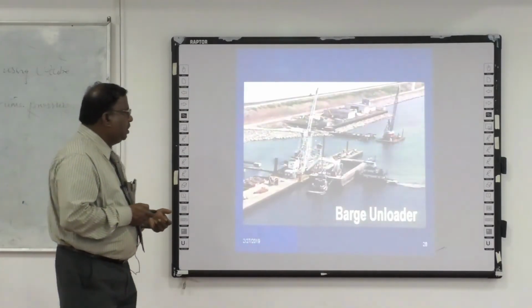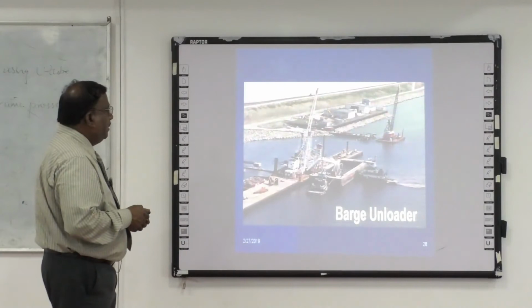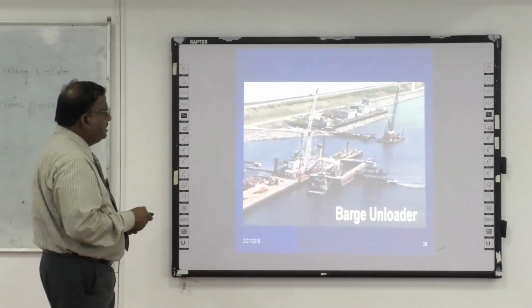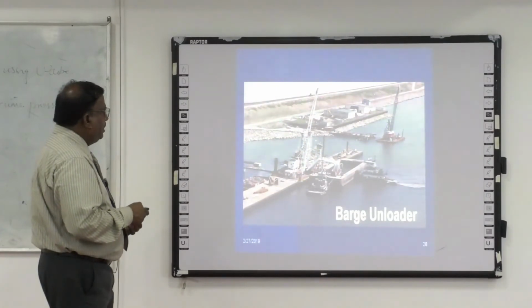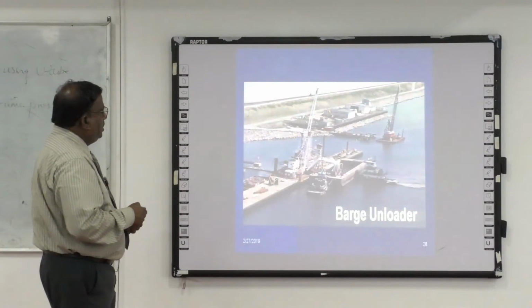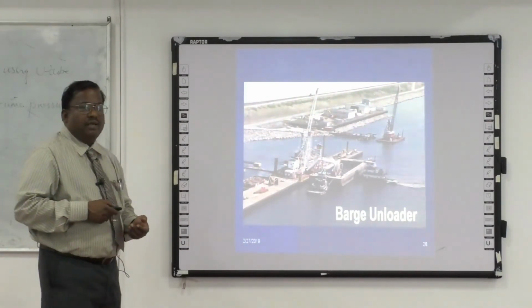This is a barge unloader. So this is how the dredged material is handled. Now we can see this barge unloading. It is unloaded and transported through the pipe, and it will be disposed on land at a suitable place where it will not have any environmental effect.